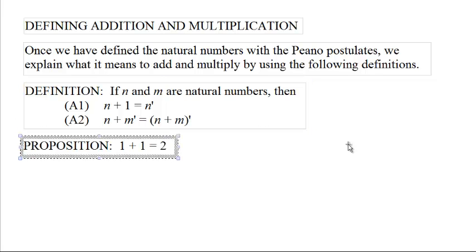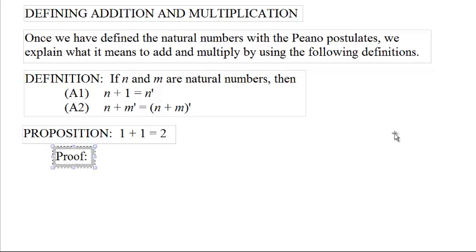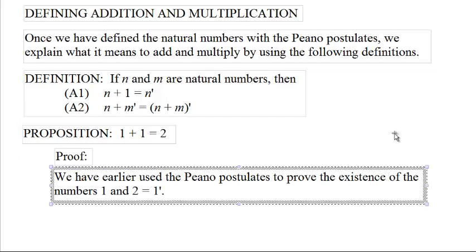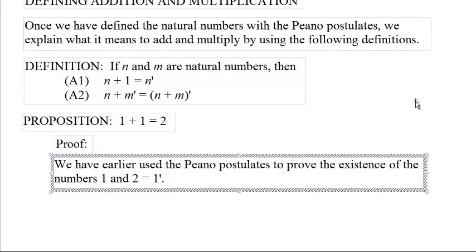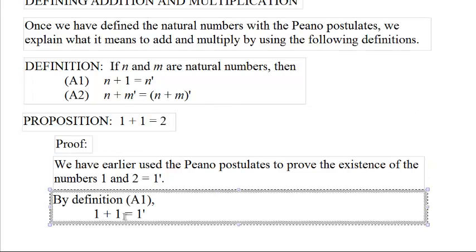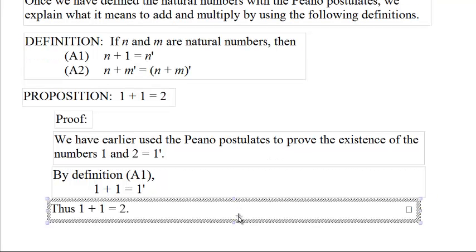For example, let's prove that 1 plus 1 is 2. Step 1, proof. We've used the Peano postulates earlier to prove that there are numbers 1 and 2, and that 2 is the successor of 1, the number that comes after 1. So, great. We've got 1 and 2, and we've defined what addition is. We know what equality is. We've got everything set up to prove that 1 plus 1 is 2. Well, by the definition, 1 plus 1, adding 1 gives you the successor of the first thing. So 1 plus 1 is the number that comes after 1, and the number that comes after 1 is 2. Therefore, 1 plus 1 is 2. We've proven it.